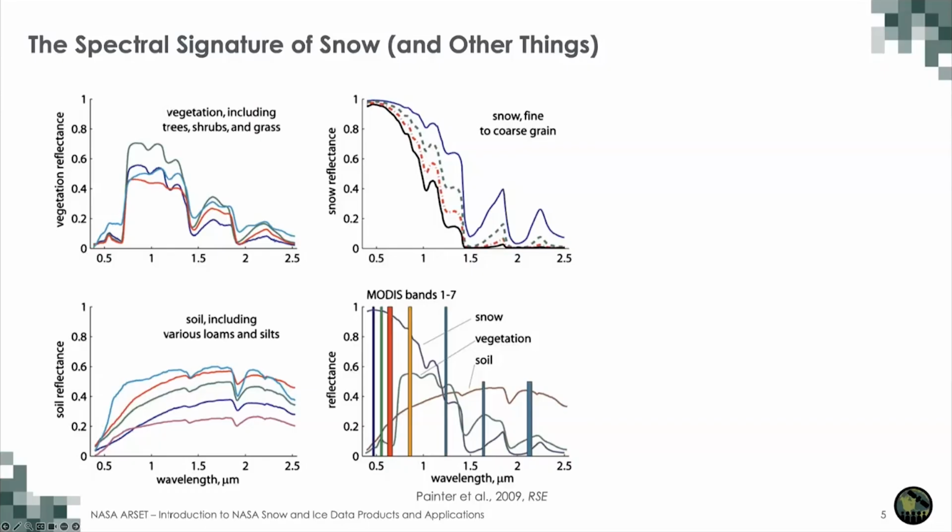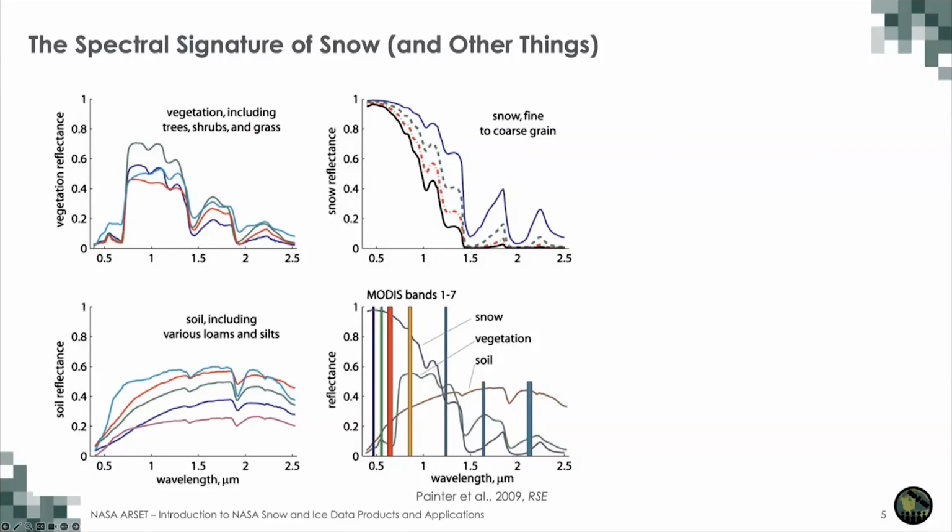On the left side, at the bottom, are soils, which are dark in the visible, but brighter in the near-infrared and shortwave infrared. On the lower right, you can see where multispectral satellites, such as MODIS, measure these spectra, and those are those vertical lines. And that's where the satellites are measuring these different Earth surfaces from space.